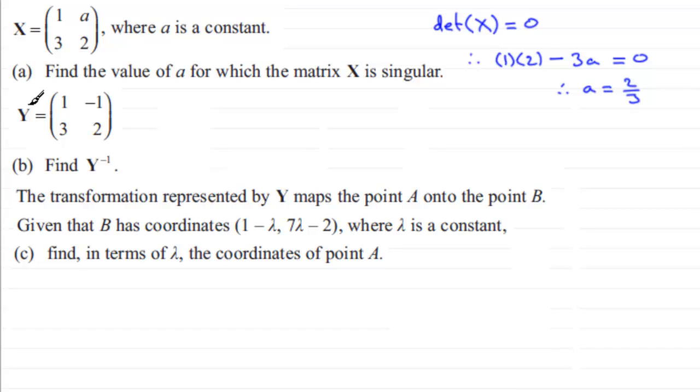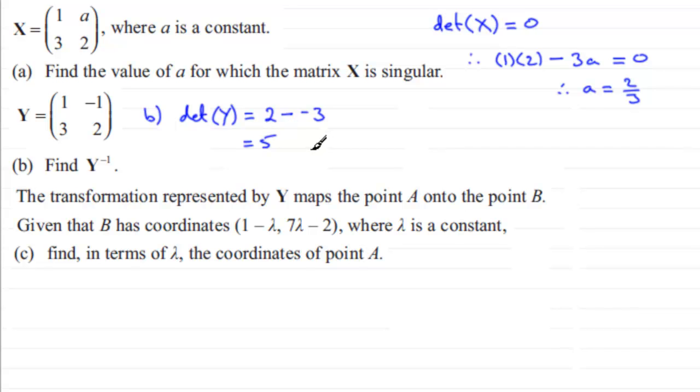Now in the next part we're given that Y equals 1, 3, minus 1, 2, and we've got to find the inverse matrix for Y. To find the inverse matrix for Y, first of all we've got to find the determinant of that matrix. So the determinant for Y is going to be equal to the product of the leading diagonal, 1 times 2, which is 2, and from that we subtract the product of the trailing diagonal elements, 3 times minus 1, which is minus 3. So 2 minus minus 3 is 5.